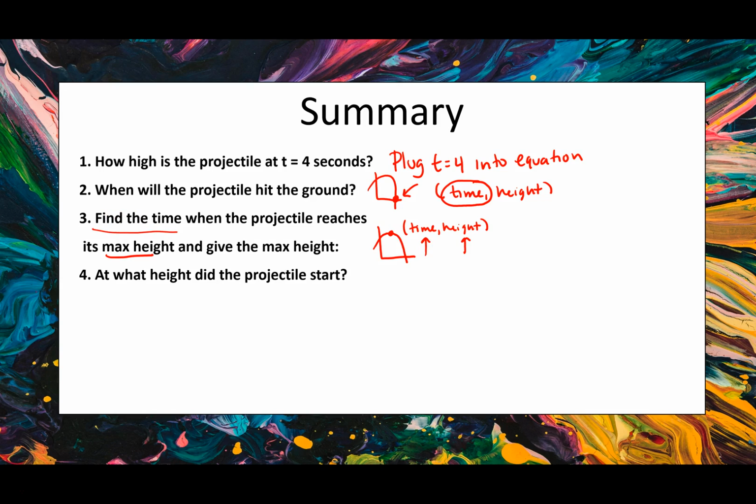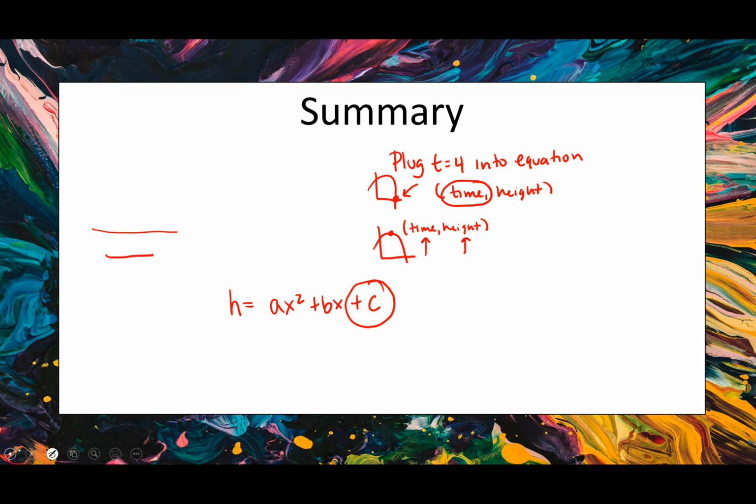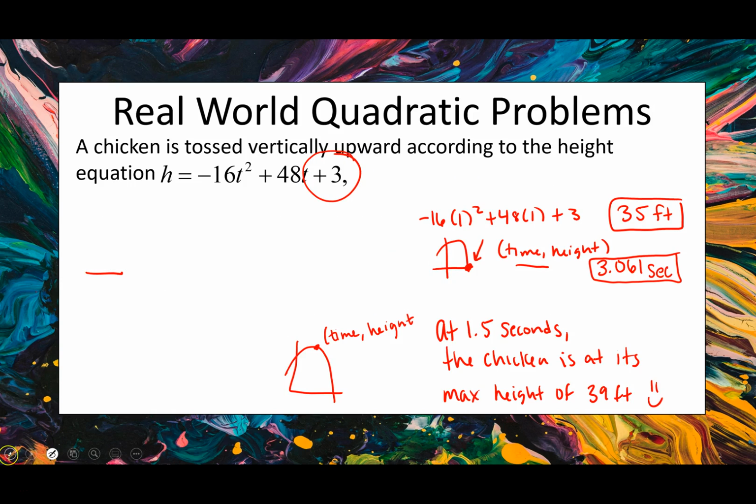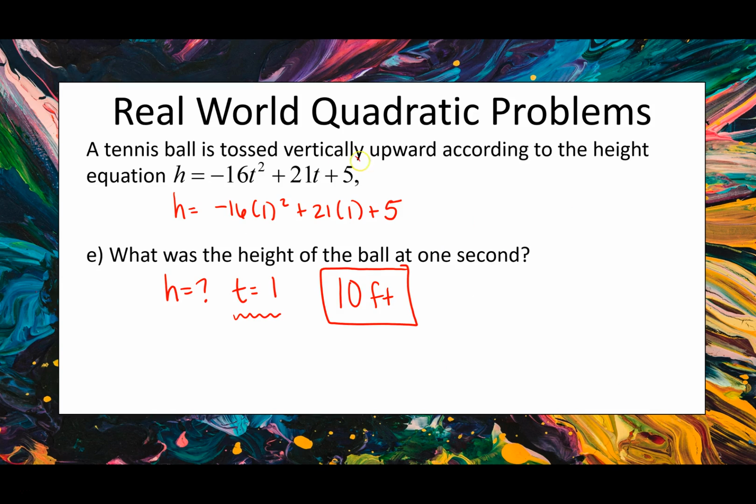All right, last question says, at what height did the projectile start? Remember, everything is being written as h equals ax squared plus bx plus c. It will always be this value right here. So for example, this chicken started at 3 feet, and this tennis ball started at 5 feet.